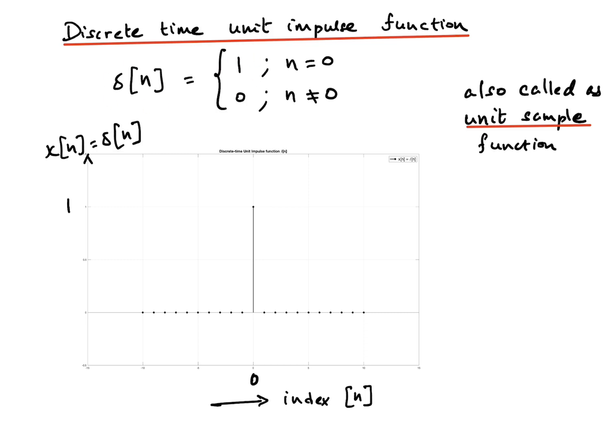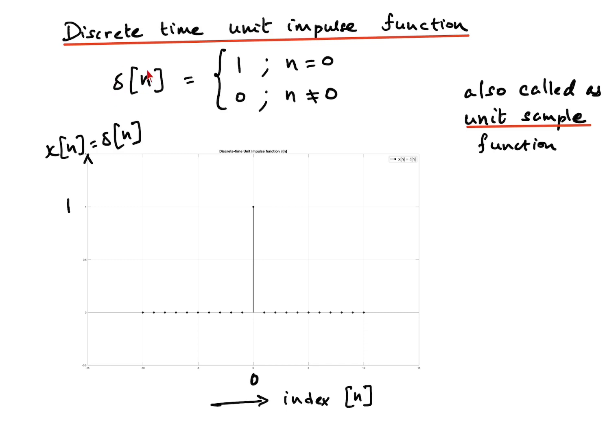The definition of this function is that it has a non-zero value only when the index is 0. So when n is 0, its amplitude is 1. For all other values of n, its value is 0. So delta of n is equal to 1 for n equal to 0, and when n is not equal to 0, whether positive or negative, delta of n is equal to 0. It has a non-zero value only when the index n is equal to 0, and that is called the unit impulse function.